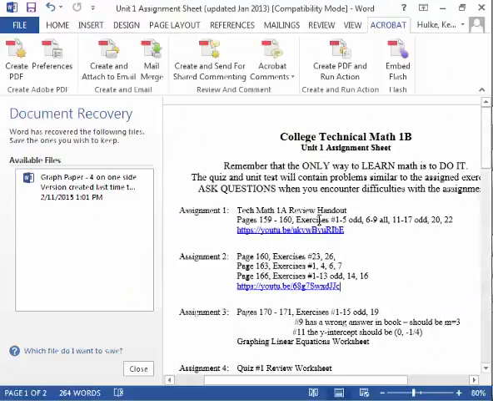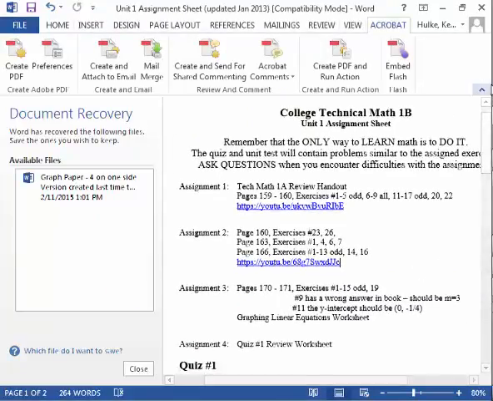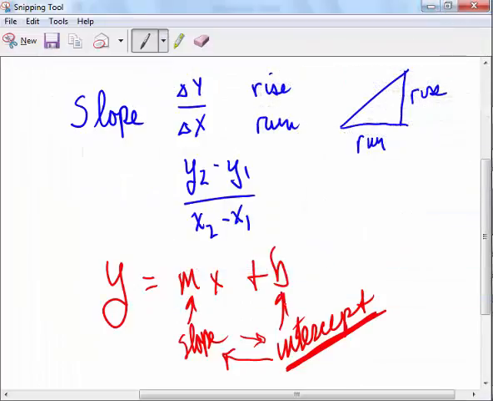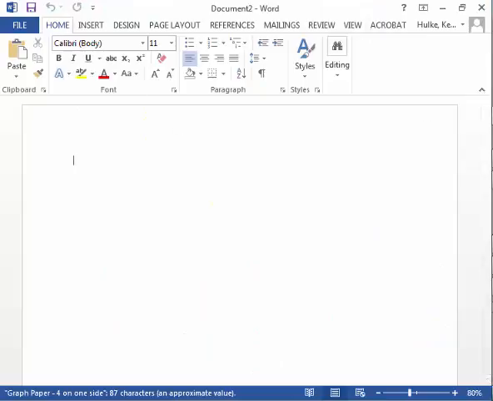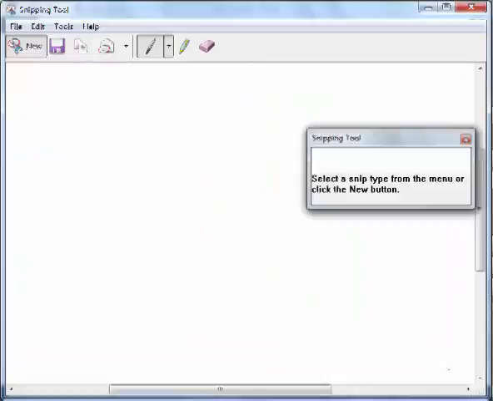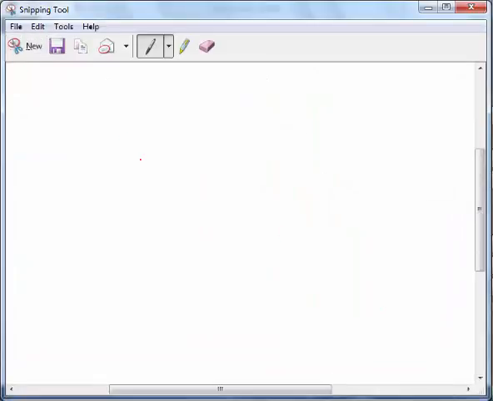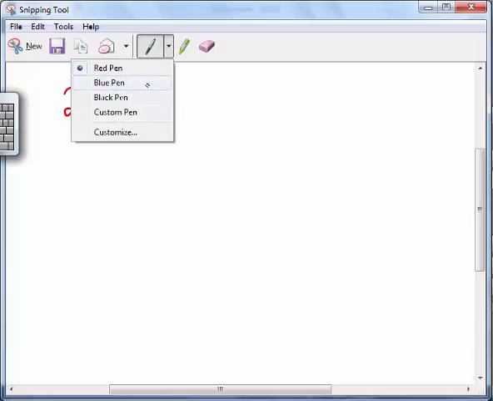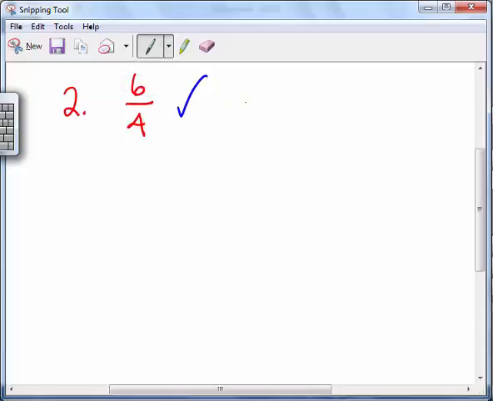So all we're going to do is just look at some of the problems that we have to do for our assignment, and we have to do the odd ones in our assignment. So let's get started on our problems. All right, so number 2, since you have to do the odd, we'll do the even. Rise is 6 over run is 4. If we wrote that, we would get it checked wrong because that is not correct. You have to simplify it.